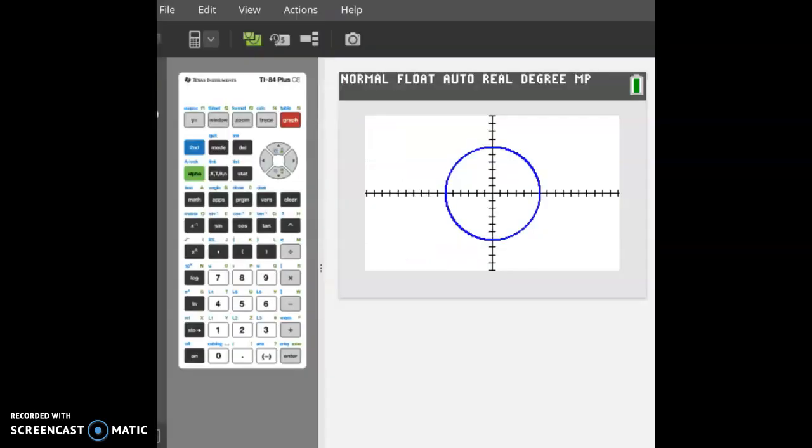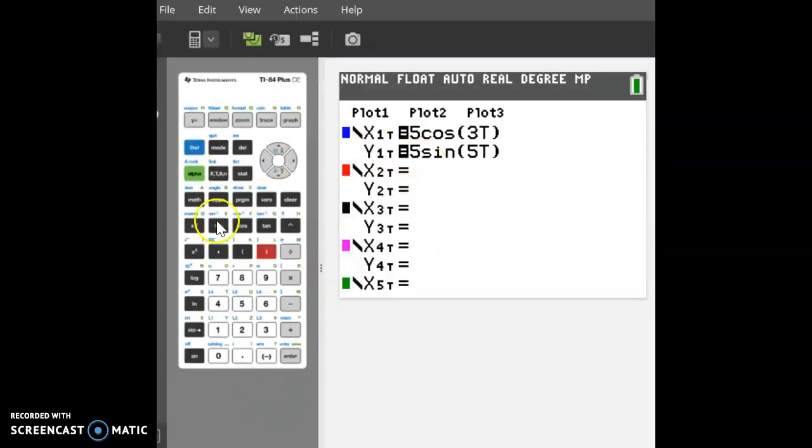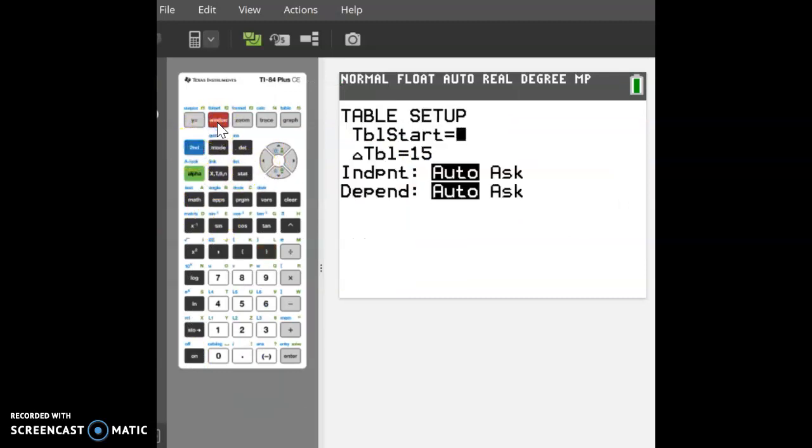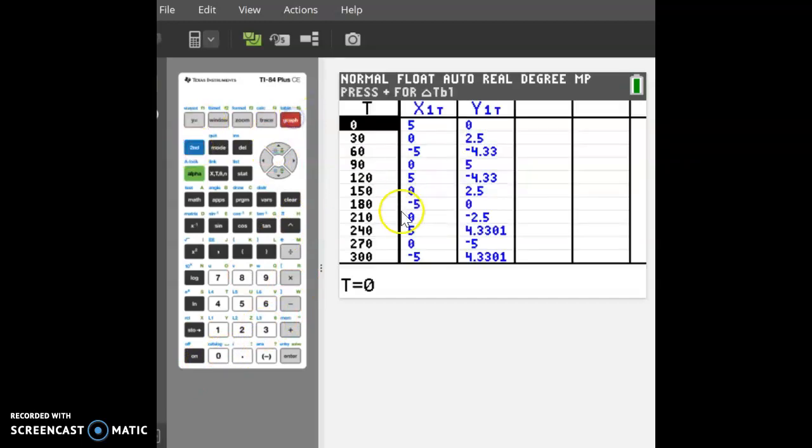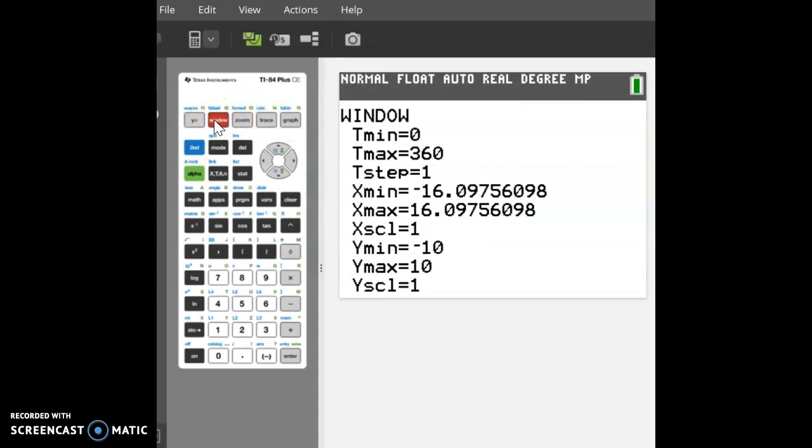Two equations: 5 cosine of 3t and 5 sine of 5t. So we can go to our table setup and make sure it's 0, and we want to go by 30, which you probably already have in yours. I just didn't do the last one. Then we could go to our table and write our interesting points down, all the way up to 360. And then we could look at our window: 0 to 360, t-step of 1. Okay, so let's see what that does with our graph.